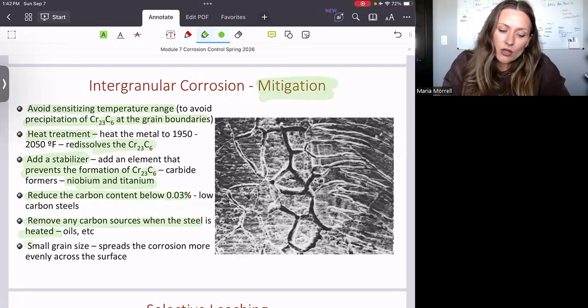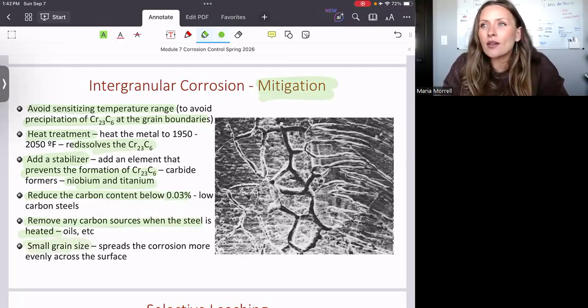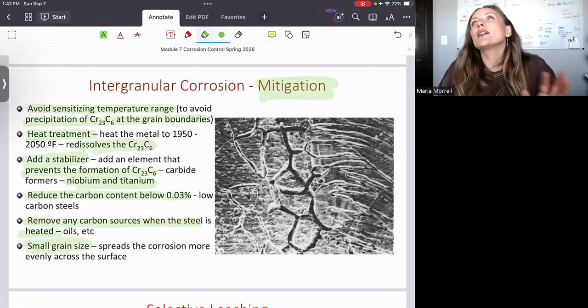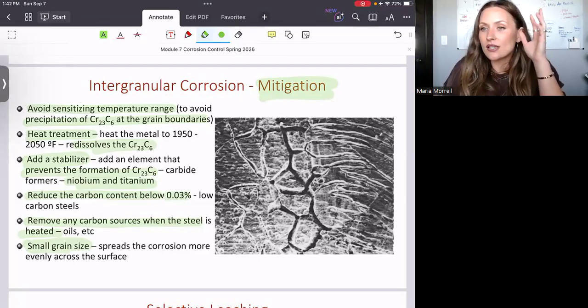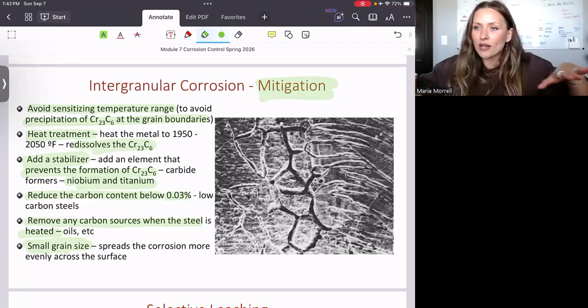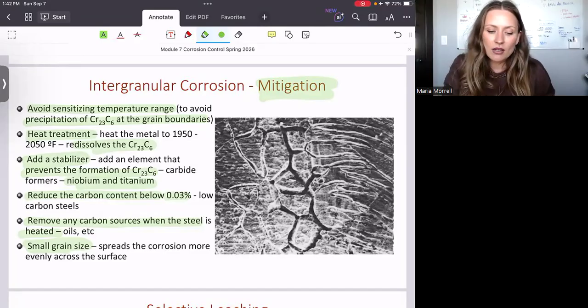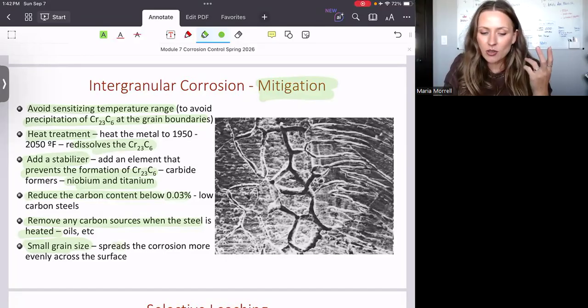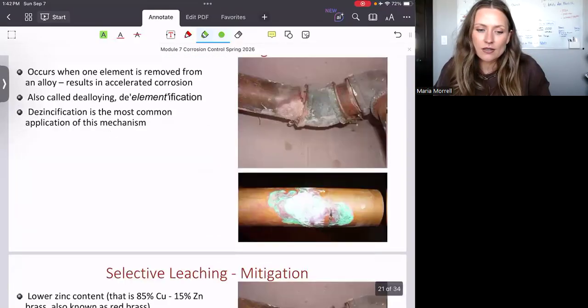Now, of course, we can also use small grain size. Why? Because whenever you have small grains, the intergranular corrosion is still a concern. But if I spread it all over my entire material, I'm trying to mimic a uniform corrosion, because it allows me to spread it evenly across the entire surface.